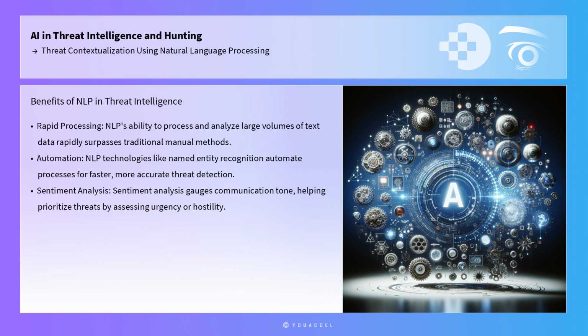NLP technologies, such as named entity recognition and sentiment analysis, can automate these processes. NER, for example, can identify and categorize entities such as IP addresses, malware names, and threat actor aliases within text data, enabling faster and more accurate threat detection. Sentiment analysis can gauge the tone of communications, helping to prioritize threats by assessing the urgency or hostility of a message.